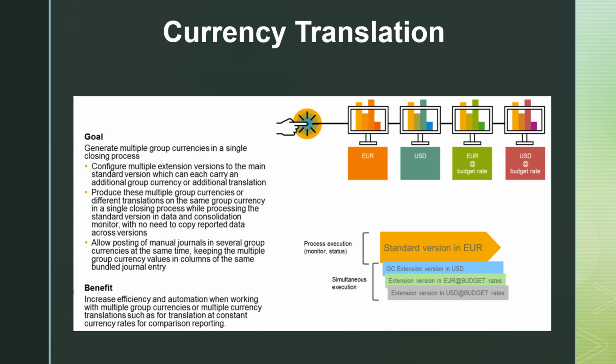When you post a journal entry in a standard version, you can select the extension versions you also want to post to. Columns are added to the post group journal values in extension versions, and a document is created in each version with a unique bundle document number. This number can be used as a filter or sort criteria. When you copy or reverse a bundle document, all documents with the same document bundle number are also copied or reversed.